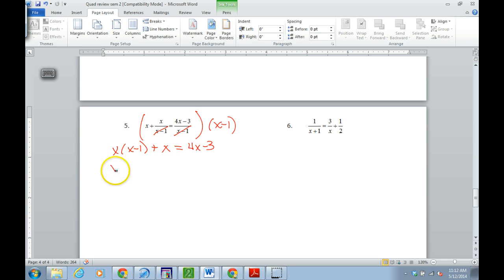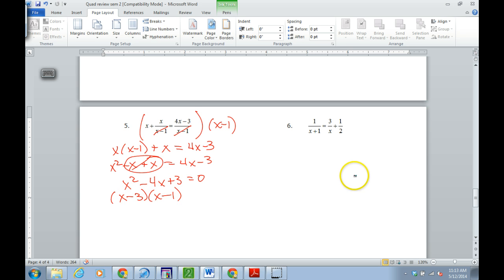Okay? So this will be x squared minus x plus x equals 4x minus 3. Look what happens to these x's. They cancel out. So I have x squared equals 4x minus 3, and I'm going to move those to the other side, so it'll be minus 4x plus 3 equals 0. And then if this one's actually easy to factor, I don't even have to put that in the quadratic formula. What would the factors be on this one? Okay, x minus 3, x minus 1. Can set them both to 0. So x is 3 and x is 1.